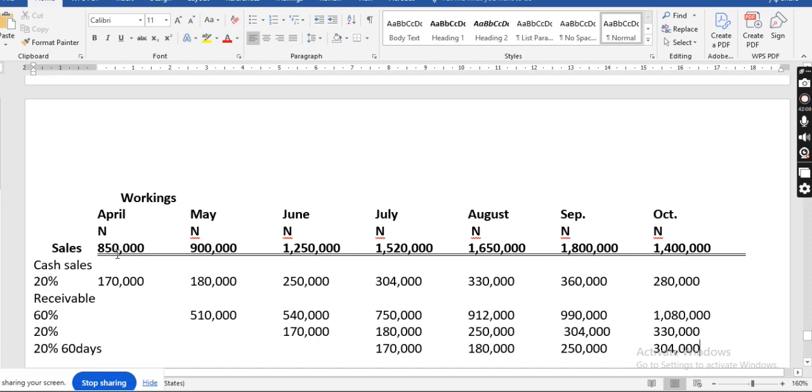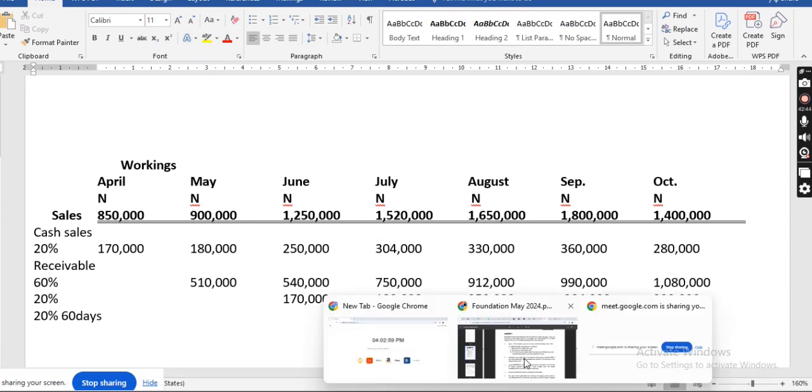First one is 20% of 850, which is 170. Please confirm. 20% of 900, which is 180. 20% of 1,250,000, which is 250. And 20% of 1,520,000, which is 304. Right? This is 304.